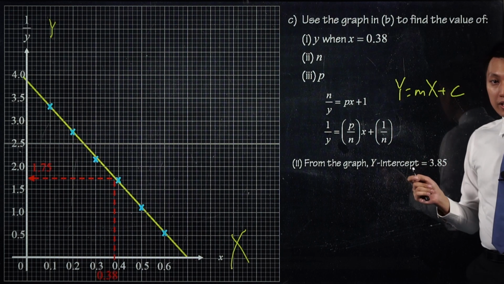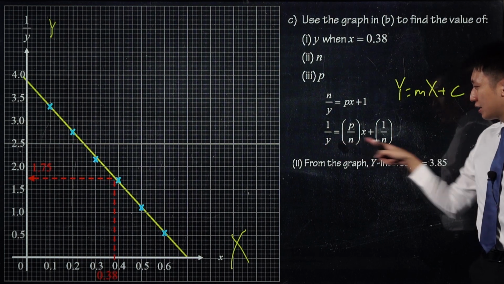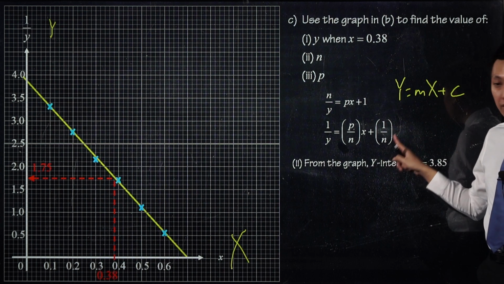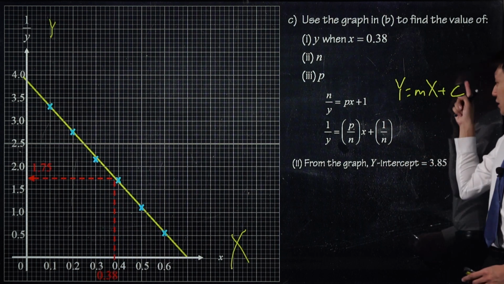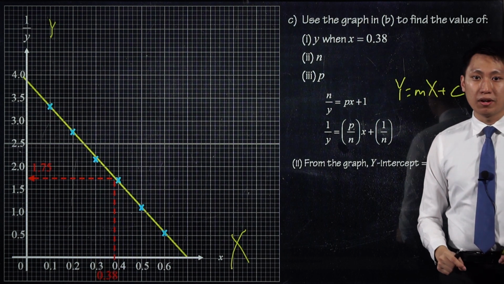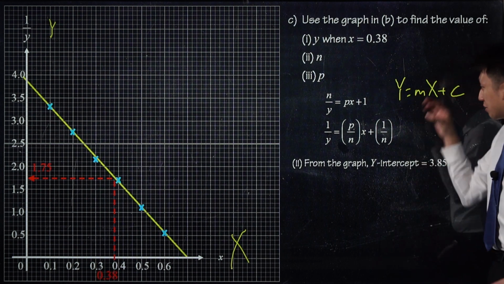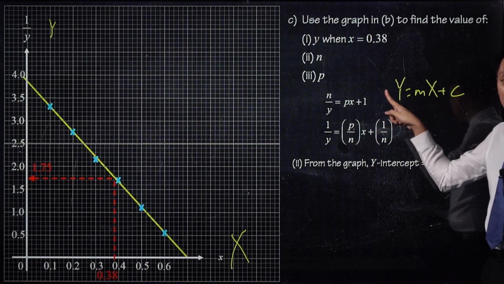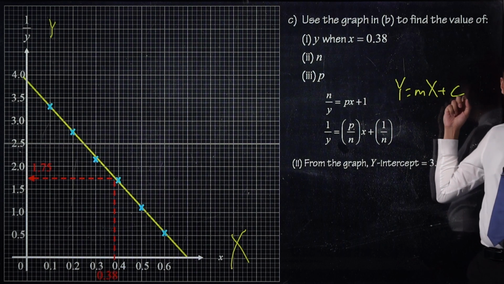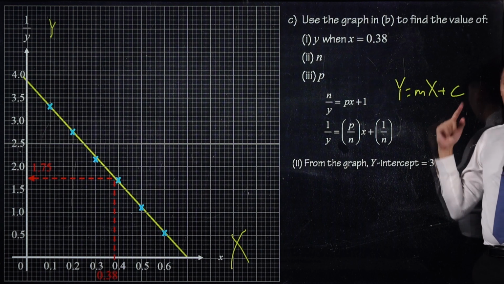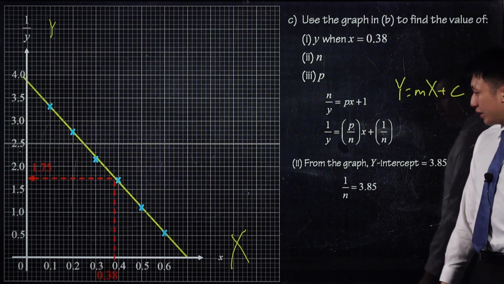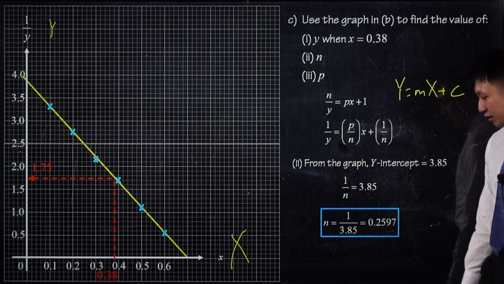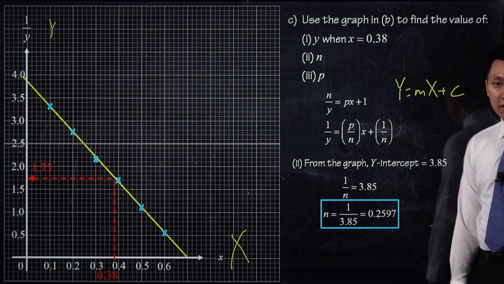So now, let me ask you this. Which of this is the y-intercept? It's 1 over n. Always remember, the c is always the y-intercept. Why is that so? Because when you substitute 0 into x, then this one is gone, and c will be Y. So that's your y-intercept. That's c. Okay? Good. So now, let's equate them. 1 over n is equal to 3.85. Hence, we can solve for it easily. n is 0.2597.